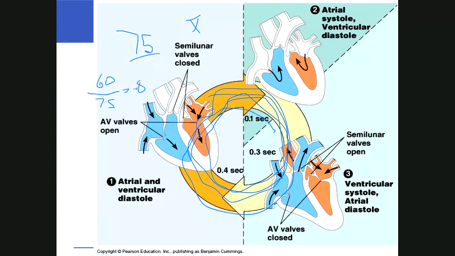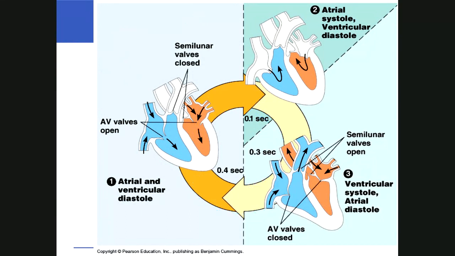And 0.8 seconds, you can see it right here on this thing. So here's 0.1 plus 0.3 plus 0.4, and we're back to 0.8. And then it's going to start over and happen again and again. So each part of this cycle is taking a certain amount of time. And if we put the ECG on here, right here's where we're going to start.